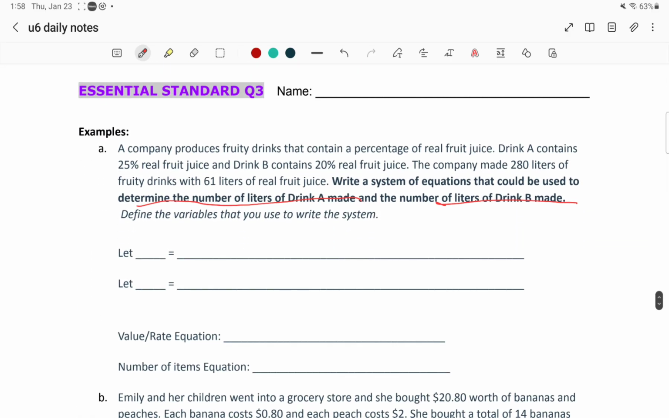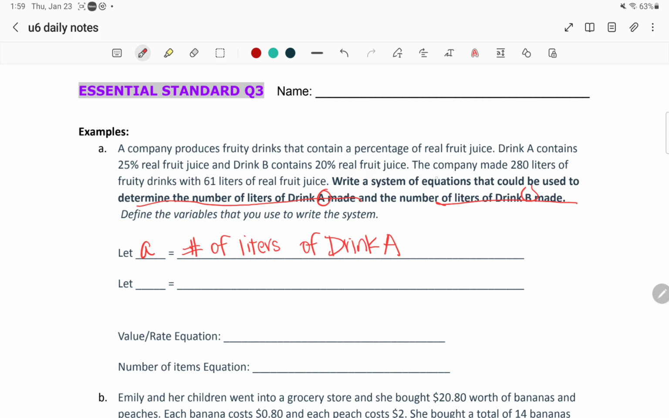A company produces fruity drinks that contain a percentage of real fruit juice. Drink A contains 25% real fruit juice, and drink B contains 20%. The company made 280 liters of fruity drinks with 61 liters of real fruit juice. Write a system of equations that could be used to determine the number of liters of drink A and the number of liters of drink B. So, we have A and B, so I'm just going to use A and B. Let A equal, they told me, the number of liters of drink A.